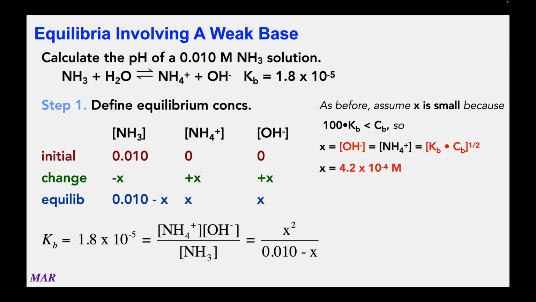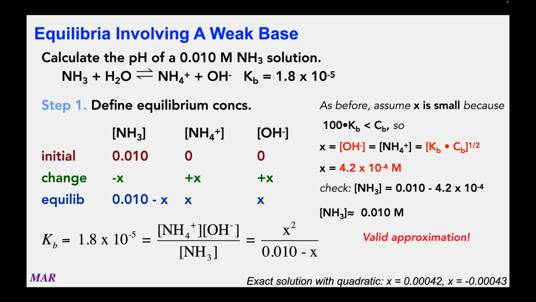So if you do that, then X squared equals Kb times Cb. X squared equals 1.8 times 10 to the minus 5 times 0.010. So taking the square root of both sides gives you just X, which is hydroxide. The square root of Kb times Cb comes out to be 4.2 times 10 to the minus 4. And that equals the concentration of hydroxide and the concentration of ammonium, which is pretty cool. We assume that ammonia stays the same at 0.010 moles per liter.